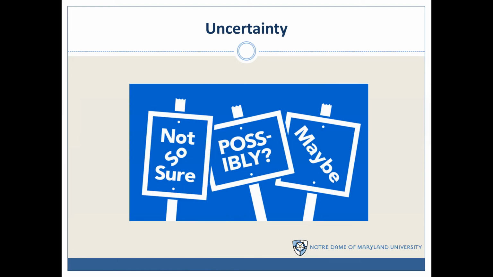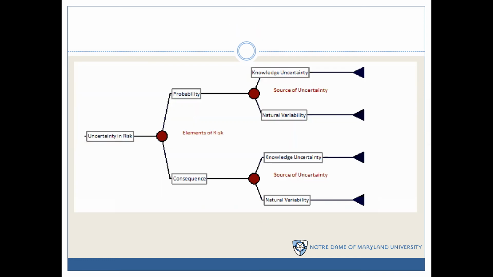The next thing that's useful to do is to think about the uncertainty. What is it about this hazard? What is it about this opportunity, its probability and its consequence that we're not so sure about, or that could turn out in different ways? So here's a little schematic that might help you to think about this a little bit more systematically.